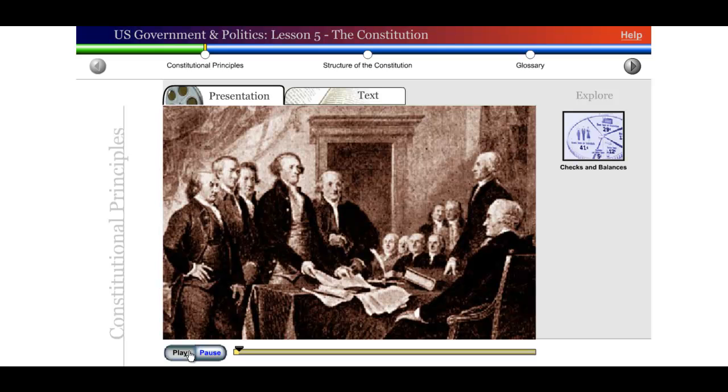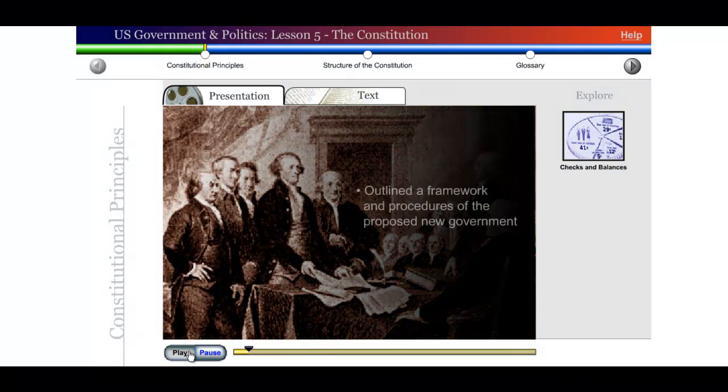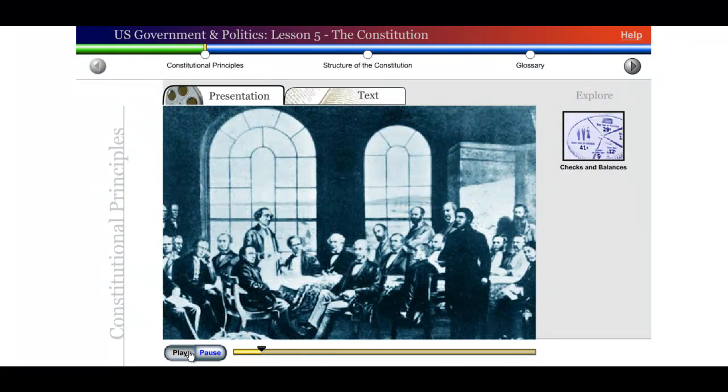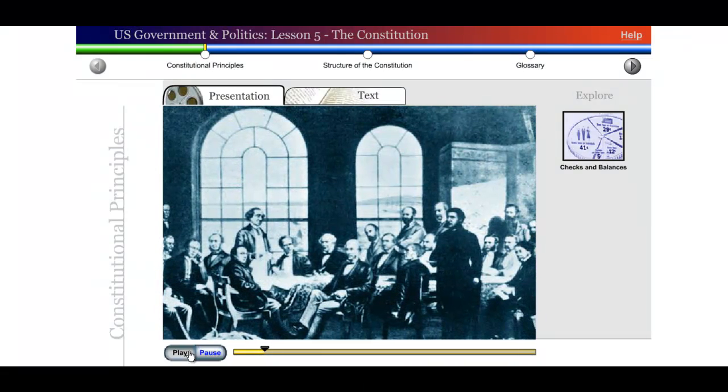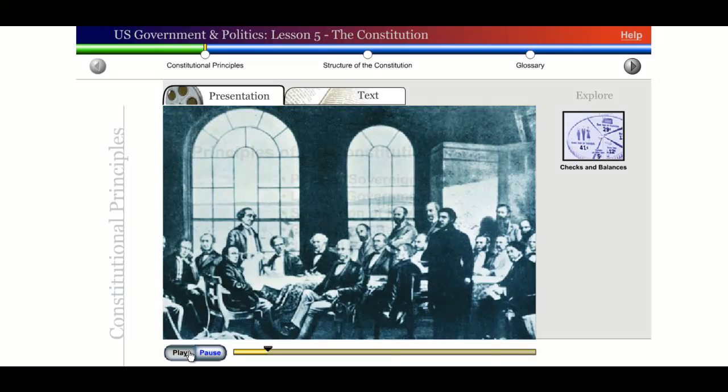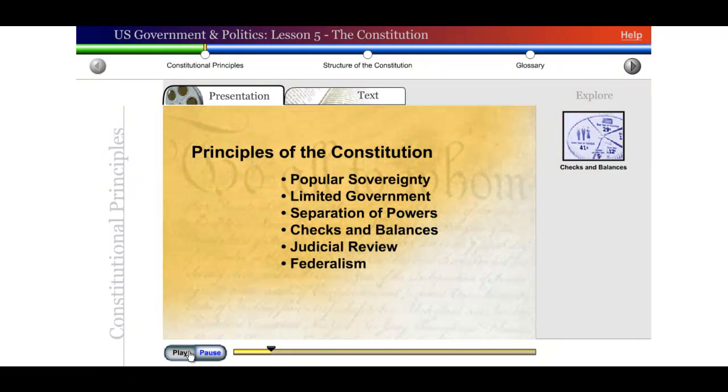When the creators of the United States Constitution had finished their work, they presented a relatively brief document to the nation that outlined a framework and procedures of the proposed new government and set limits on how much power that government would have. As the framers developed the Constitution, they based much of its direction on several basic foundational principles that have kept the Constitution relevant even as the nation evolved.